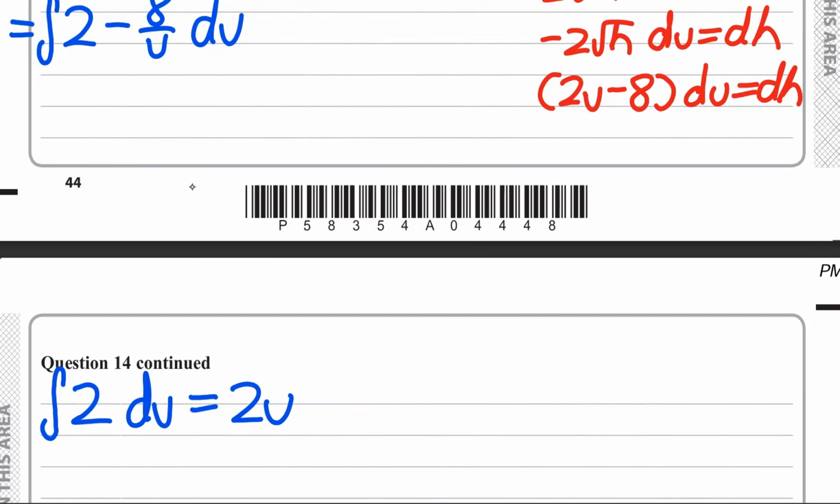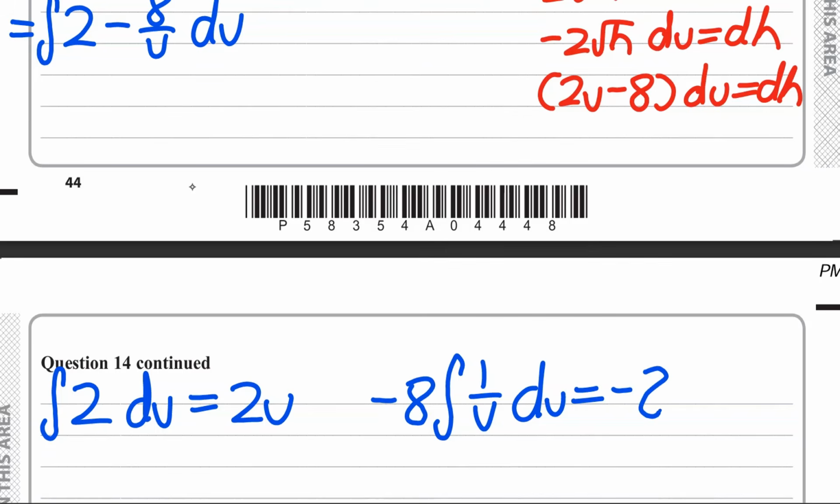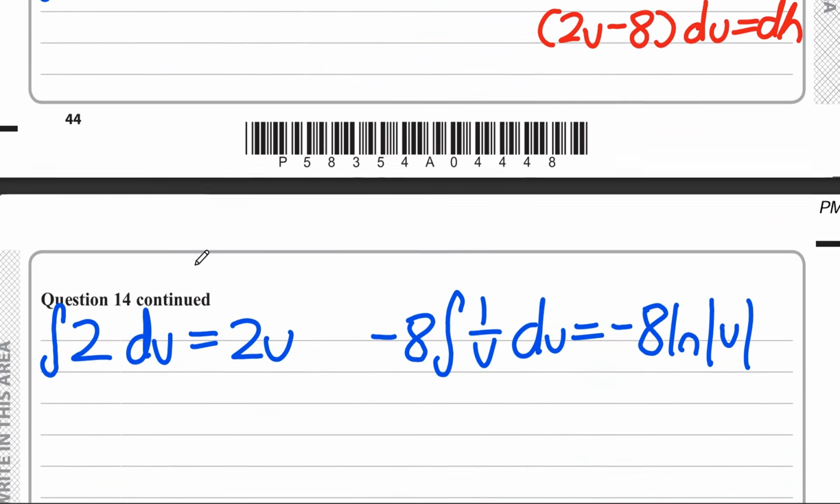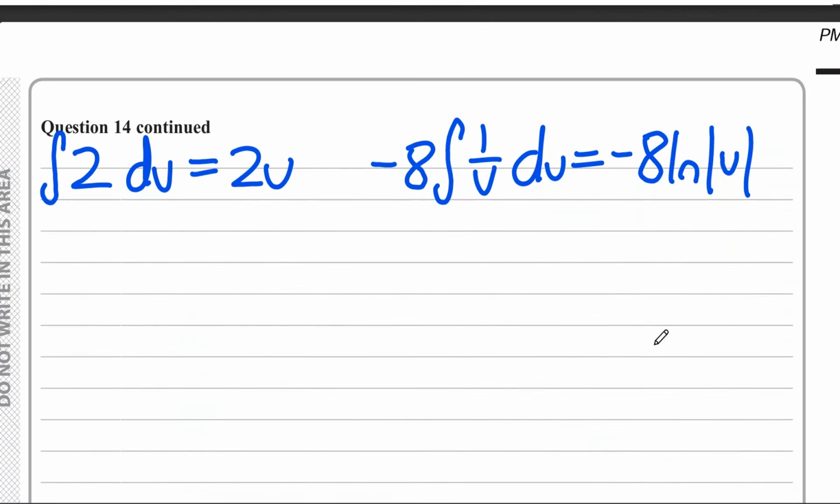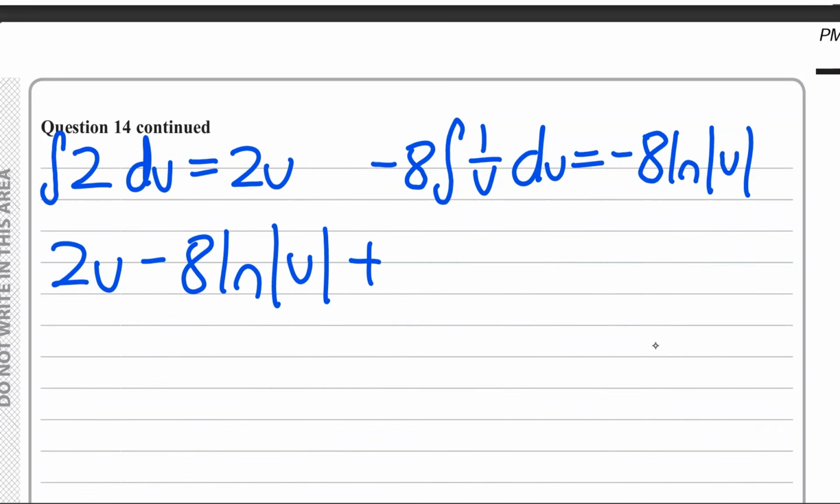out of the integral. So you write this as minus 8 and then the integral of 1 over u du, and this is going to be equal to minus 8, and if you integrate 1 over u, this is year 2 integration, it's equal to the natural log of the modulus of u. So therefore these two terms integrated, if we add these two terms together, it's going to be 2u minus 8 natural log of the modulus of u, and then remember the plus c on the end.